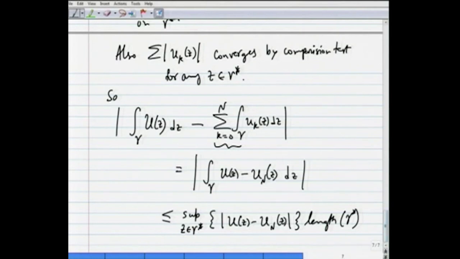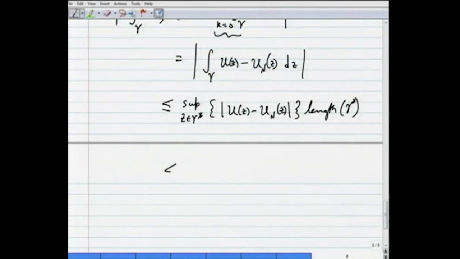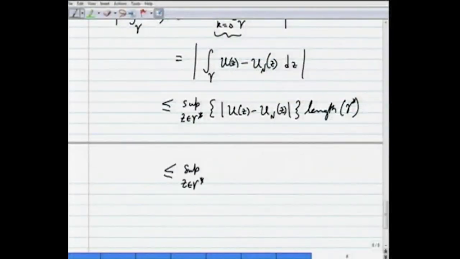Okay. So, in turn this is less than or equal to, well, the difference u of z minus u n of z is equal to the tail of the series sigma u k of z. So, this is less than or equal to the supremum over z belongs to gamma star of the modulus of the tail, which in turn, by an infinite version of the triangle inequality, is less than or equal to the sum k equals n plus 1 through infinity of the tail of the absolute value series of u k of z. So, I am using an infinite version of the triangle inequality here.